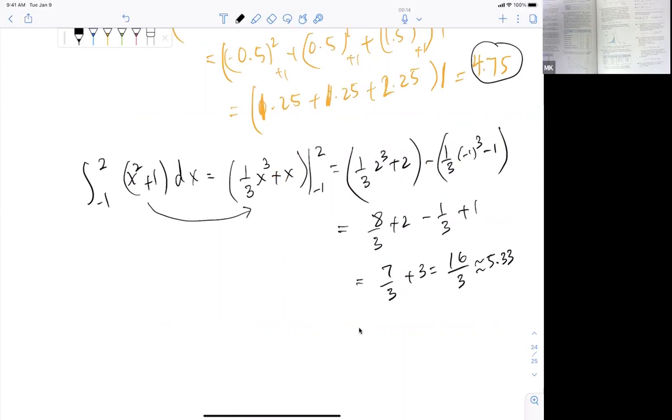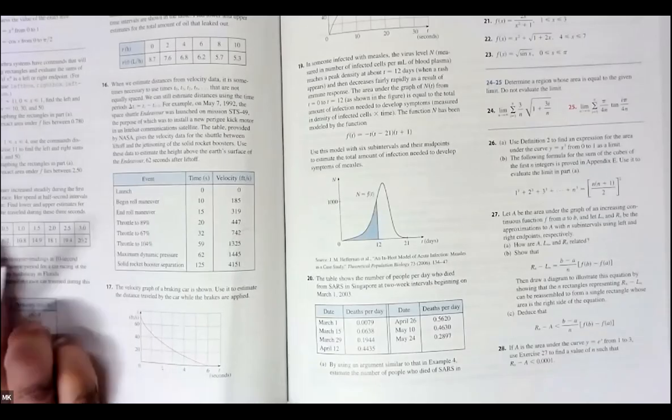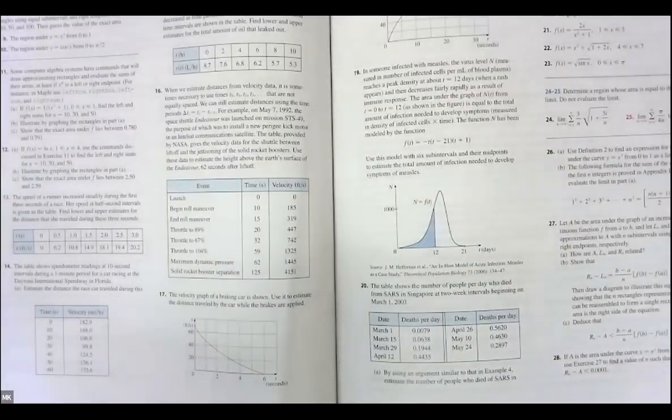As you go through the problems, you see that now, like in problem number 13, he introduces tables. And now you're talking about times and velocity, trying to calculate the distance. So like in number 13, it says that the speed of a runner increases steadily during the first 3 seconds of a race. Her speed at half-second intervals is given in the table. Find lower and upper estimates for the distance that she traveled during these 3 seconds.